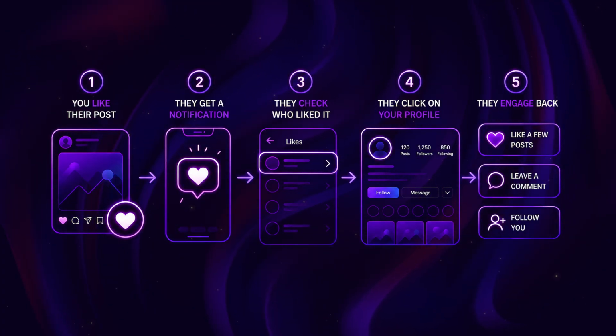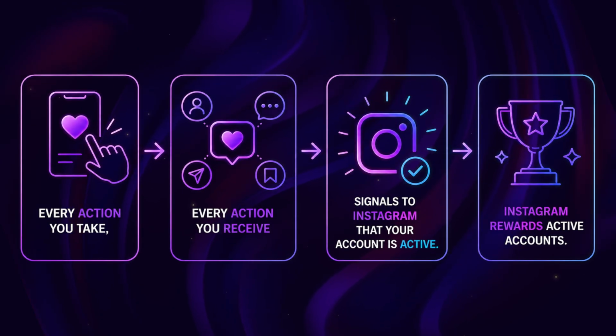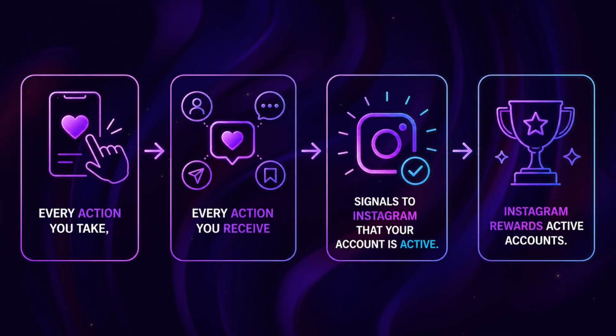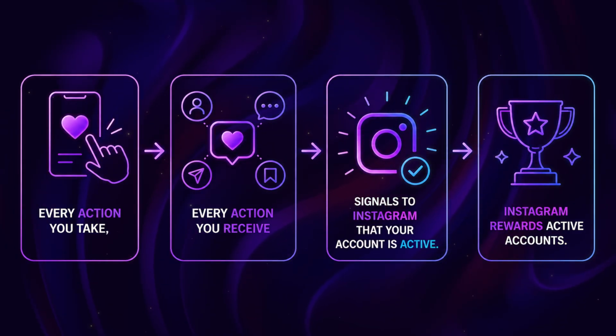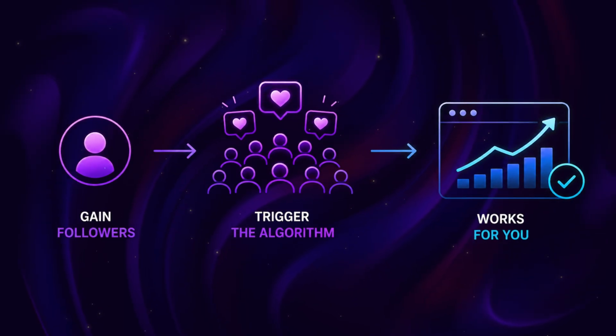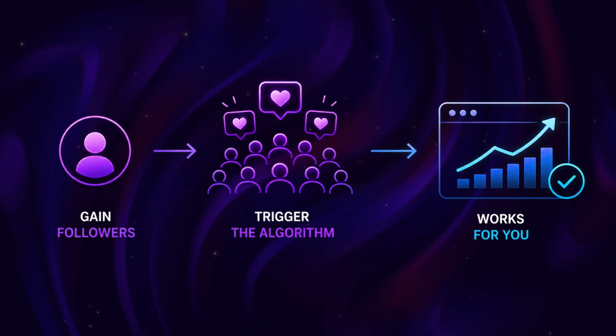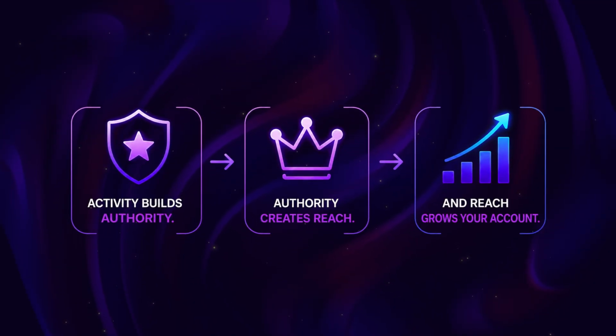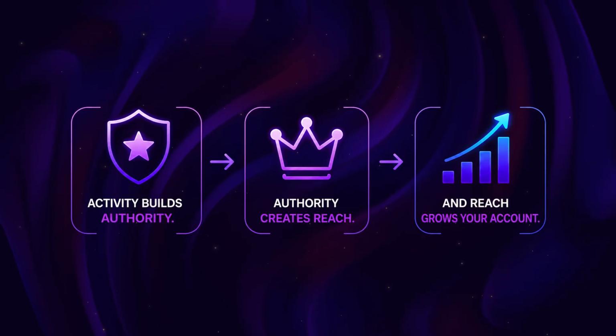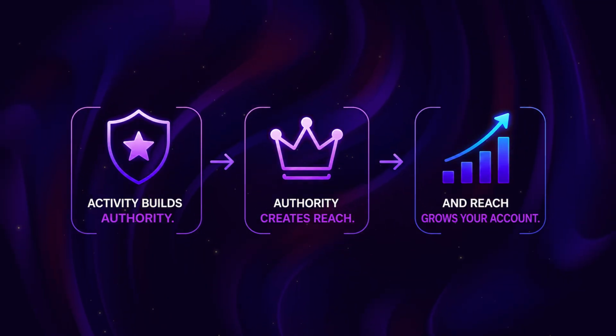And here's the part most people miss. Every action you take and every action you receive signals to Instagram that your account is active. And Instagram rewards active accounts. You're not just gaining individual followers, you're triggering the algorithm to work for you instead of against you. Activity builds authority. Authority creates reach, and reach grows your account.